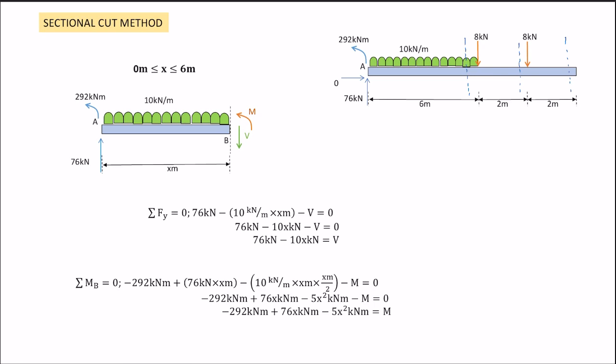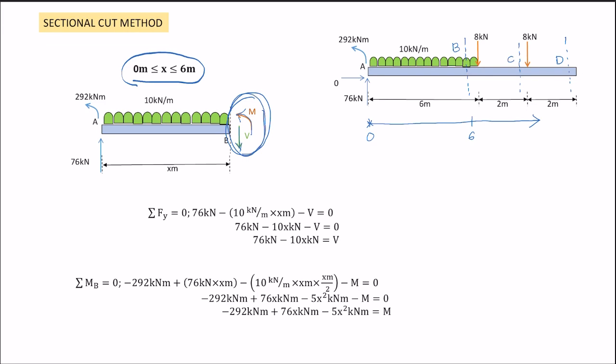I'm going to call the first cut as B, the second cut as C, and the third cut as D. For the first cut, the boundary for X must be bigger or equal to 0, but must be less than 6 meter. Start dari sini, pergi ke sana. So, 0 sampai 6. Finding the reaction untuk sectional cut kita, which is we have one shear force and moment.